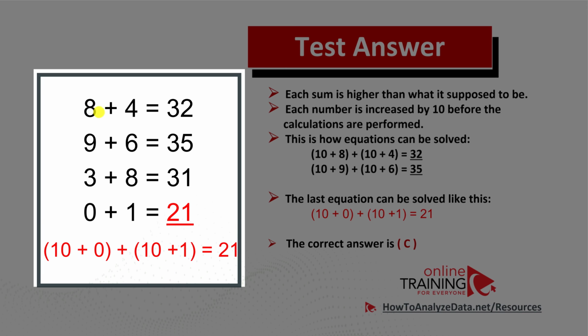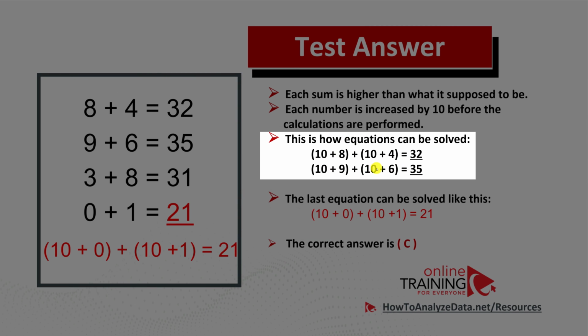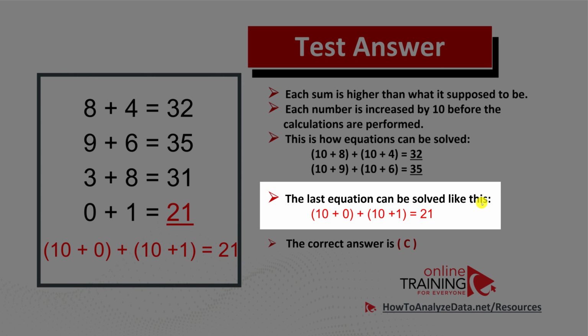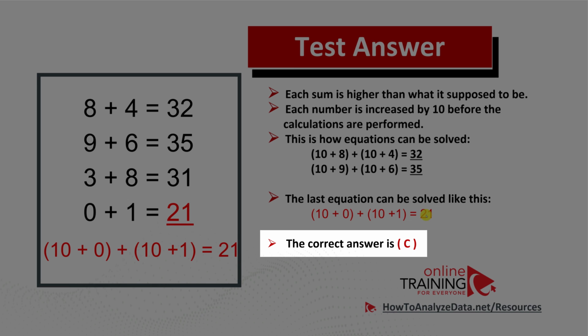For example, 8 plus 10 is 18, and 4 plus 10 is 14. 18 plus 14 equals 32. Same calculations are done with the second, third, and fourth equations. For example, 19 plus 16 equals 35. And the last equation can be solved like this. 10 plus 0, 10 plus 1 equals 10 plus 11 equals 21. So the correct choice here is choice C, 21.